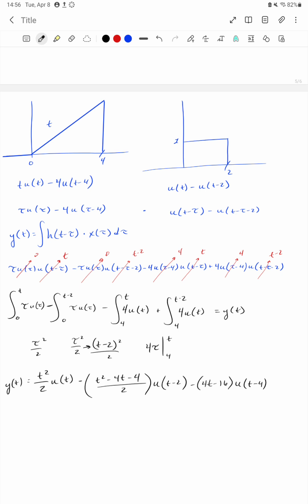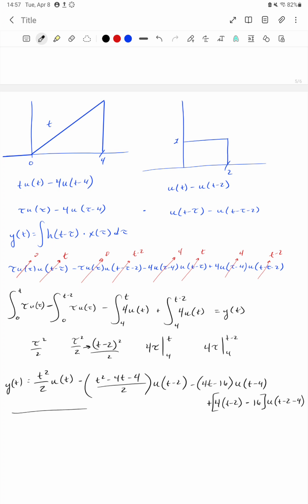Okay? Now we're going to add the last piece. I'm going to draw it right down here because I'm out of space. This is going to be the same thing. This turns into a 4 tau after the integration from 4 to t minus 2. So this is now going to give you 4 times t minus 2 minus 16. And all of that times u of t minus 2 minus 4. Okay. So that's the gist of where we're at here.